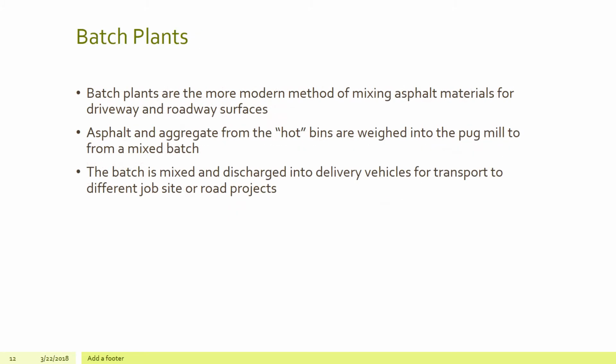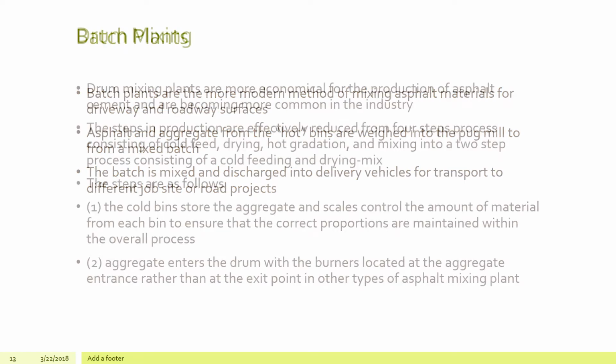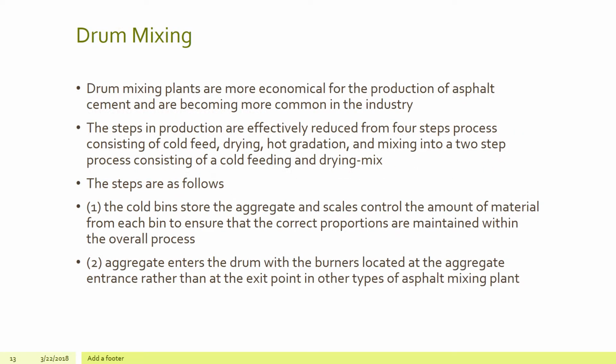Batch plants are the more modern method of mixing asphalt materials for driveway and roadway surfaces. Asphalt and aggregate from the hot bins are weighed into the pug mill to form a mixed batch. The batch is mixed and discharged into delivery vehicles for transport to different job sites or road projects. Drum mixing plants are more economical for the production of asphalt cement and are becoming more common in the industry.